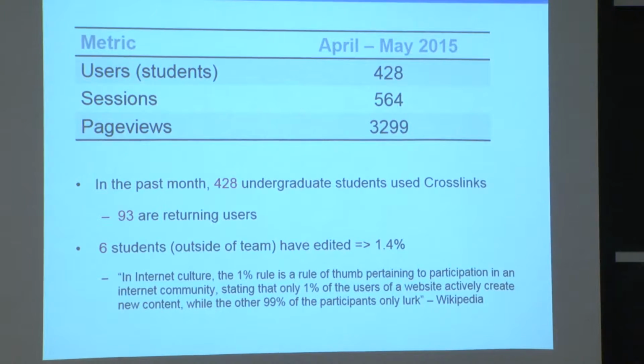So again, some more stats. Users, and this is undergraduate students at MIT, 428, with the caveat that they may not be entirely unique, but this is a fairly good estimate. 564 sessions, 3,300 page views. See here, 93 returning users. In terms of editing, not counting the team, 6 students have edited, 1.4%, and here's a quote from Luann about the 1% rule, so we're above the 1%. The other 99% of participants only lurk. Yeah, from Wikipedia.